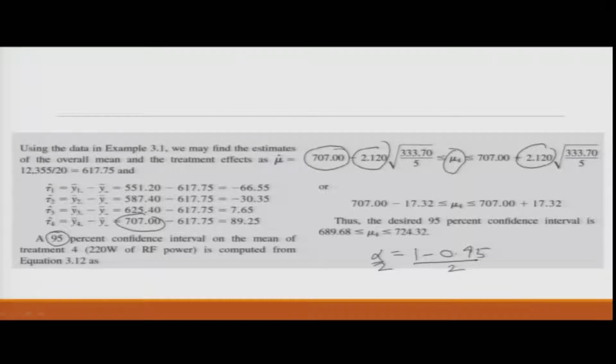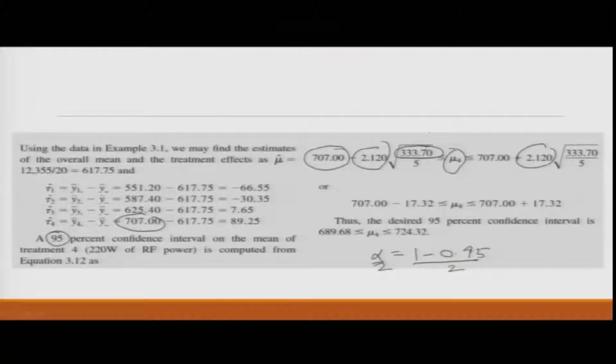So this is the mean square, which is coming out to be the value of 33.70 divided by 5, because 5 is the sample size for each group, meaning each treatment etching. Based on that you find the values. Thus the desired 95% confidence level values are 689, again not mentioning the decimal, and the upper value is 724. Similarly you can find it for 200, for 180, and for 160.